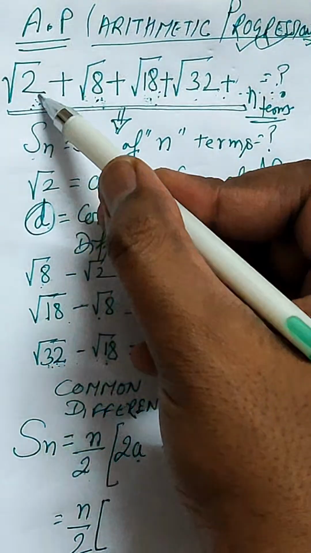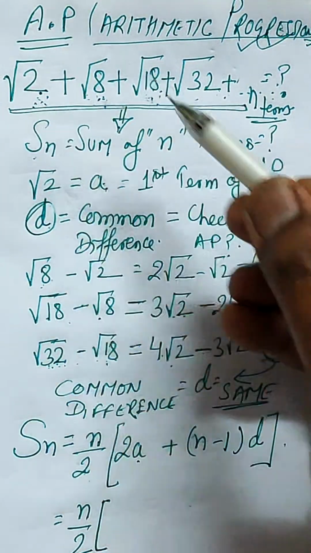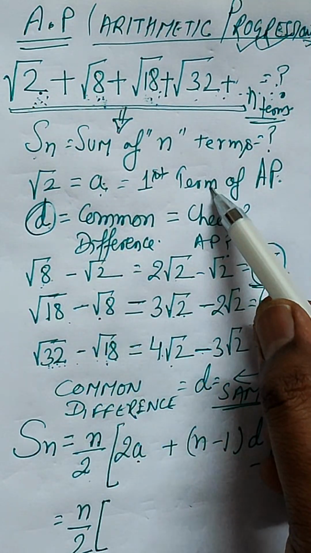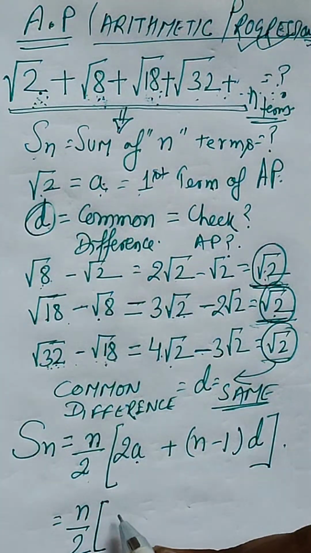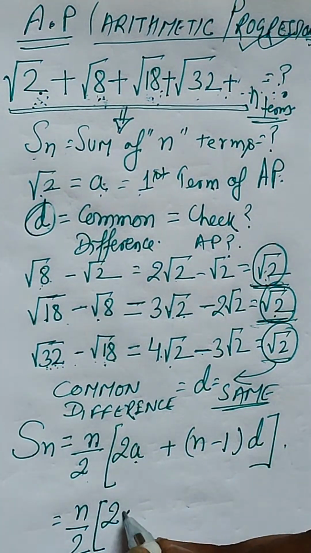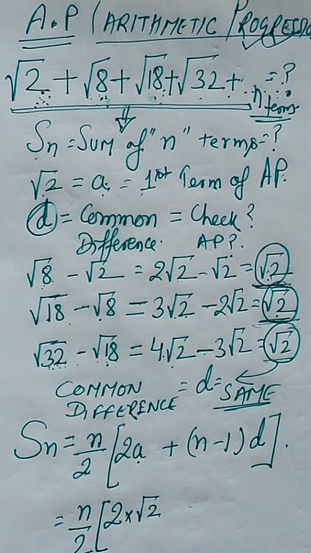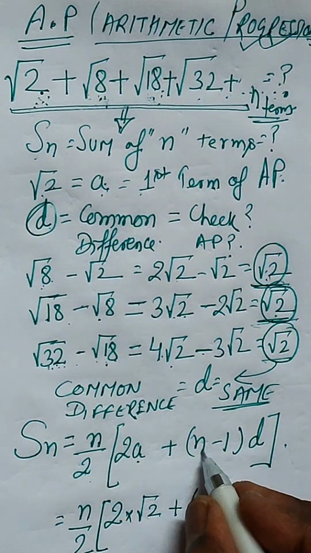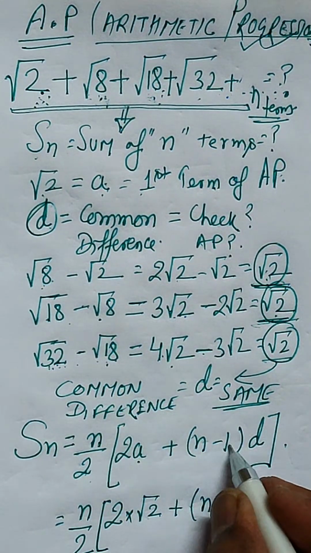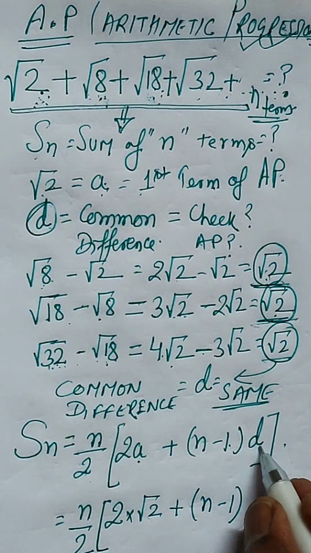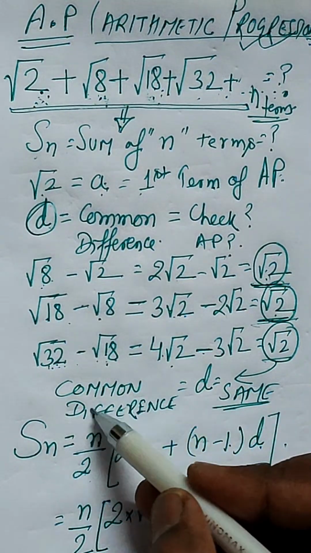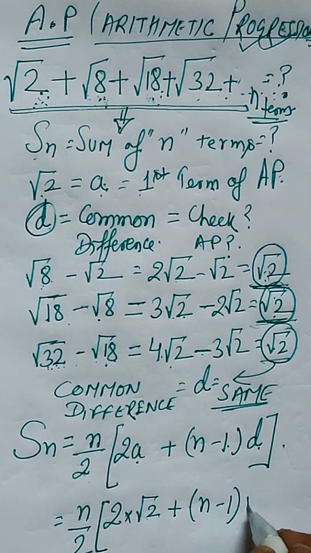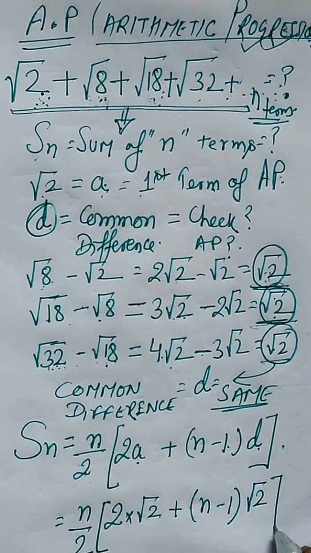So a is root 2 because this is the first term of the series. You can see over here, the first term is root 2. So just put the value: 2 times root 2, plus n minus 1 will be as it is, because n is the number of terms of the series, and d is the common difference which we have calculated, root 2, root 2, root 2, which are all the same. So just put the value of root 2 over here, right?